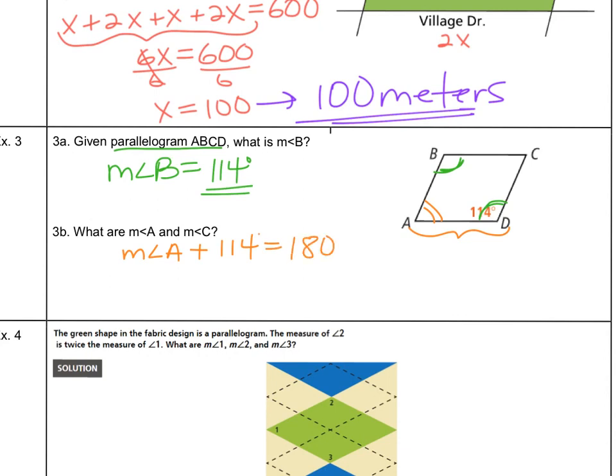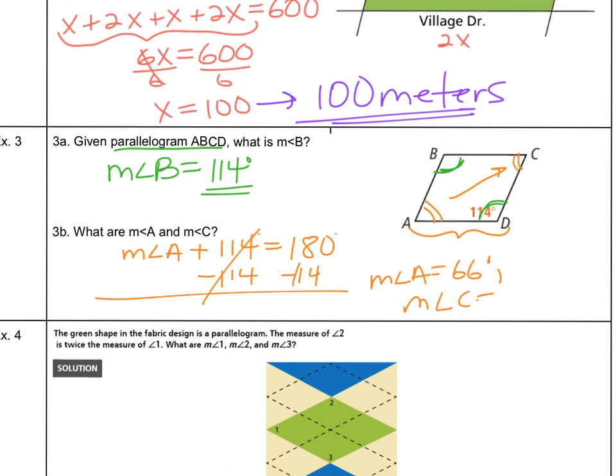We do a lot of work with 180, so this shouldn't be a surprise that we're going to incorporate that today as well. Subtract 114 to get the measure of angle A by itself. And the measure of angle A should equal 66 degrees. If A equals 66 degrees, then angle C is directly across, and that also equals 66 degrees. There are your two answers for A and C.